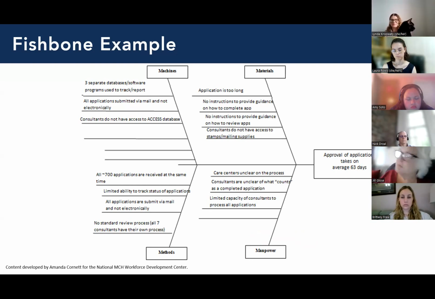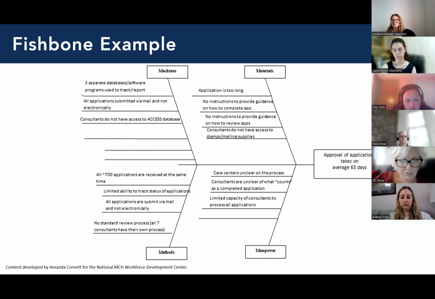So we don't necessarily have all the context to understand this problem statement, but we can probably infer that 63 days is a very long time for someone's application to be approved. So they're looking to figure out how they can expedite that process. To address that, they identified the four main categories, or factors, contributing to this prolonged application period. This is where they thought about machines, materials, methods, and man, or people power.